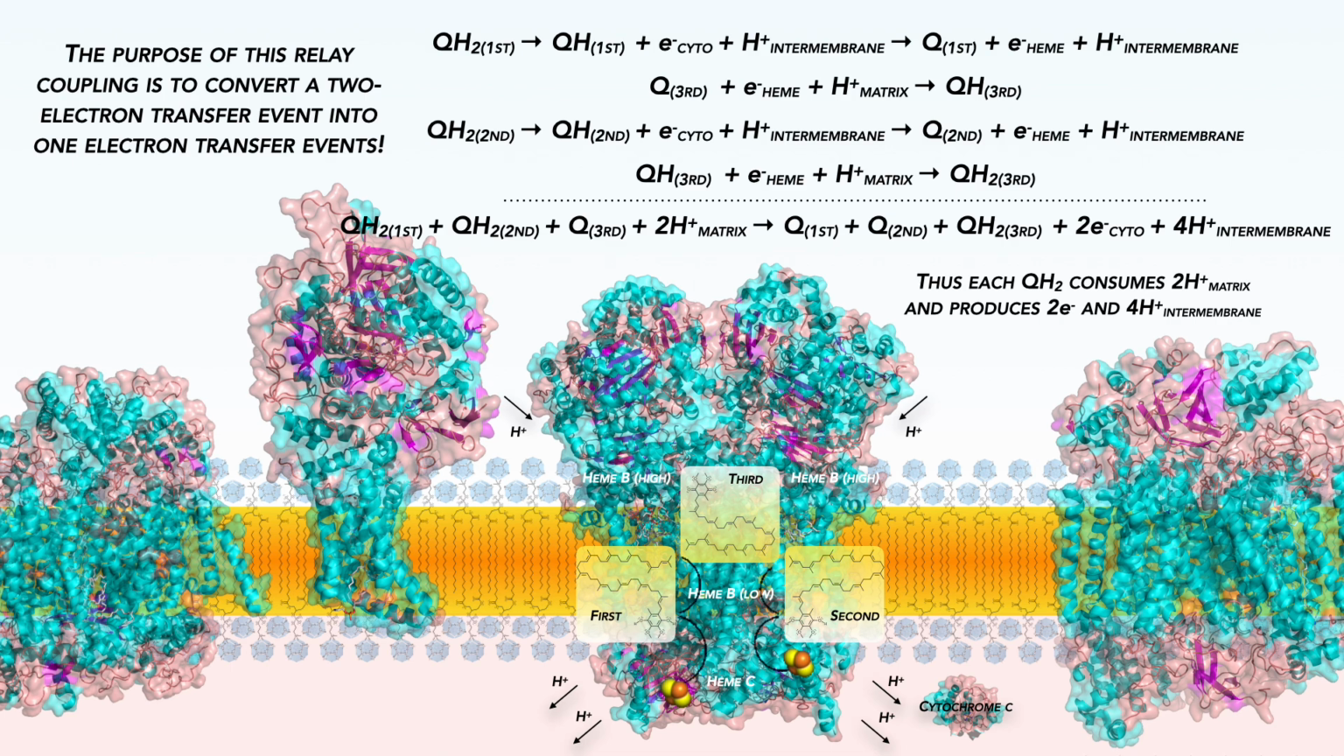Putting both halves together reveals the beauty of the Q cycle. The two QH2 molecules are oxidized, while one new QH2 molecule is regenerated. Overall, two electrons are transferred to cytochrome C, four protons appear in the intermembrane space, and two additional protons are removed from the matrix. Rather than pumping protons directly, complex 3 amplifies the proton gradient by redistributing the protons carried by ubiquinol.